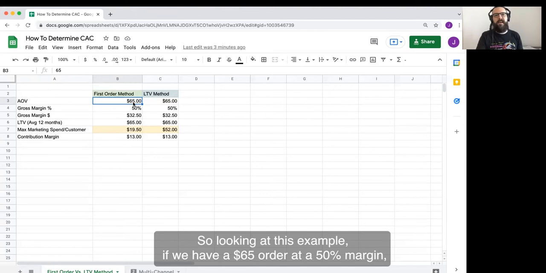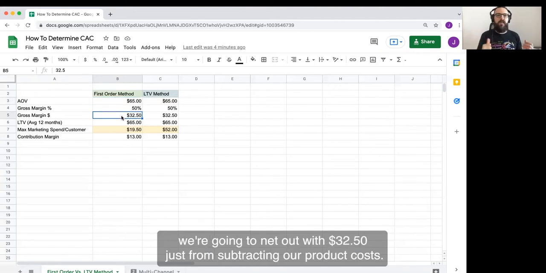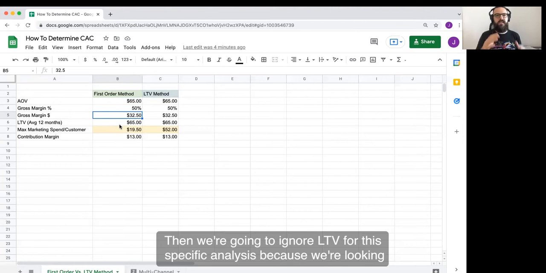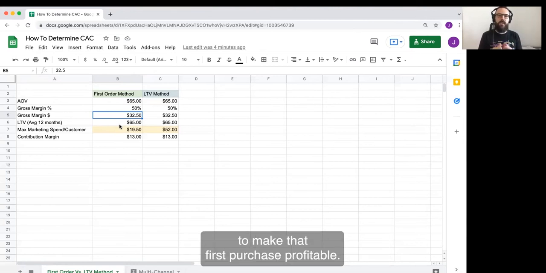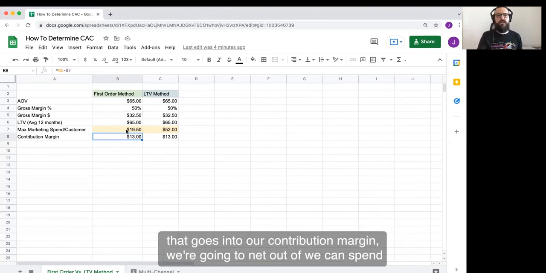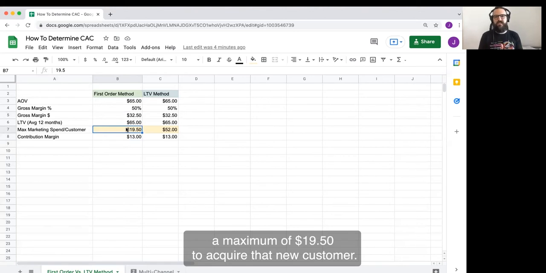So looking at this example, if we have a $65 order at a 50% margin, we're going to net out with $32.50 just from subtracting out product costs. Then we're going to ignore LTV for this specific analysis because we're looking to make that first purchase profitable. So if we want to hit a target of $13 out of every order that goes into our contribution margin, we're going to net out that we can spend a maximum of $19.50 to acquire that new customer.